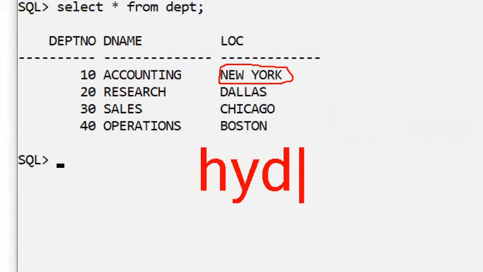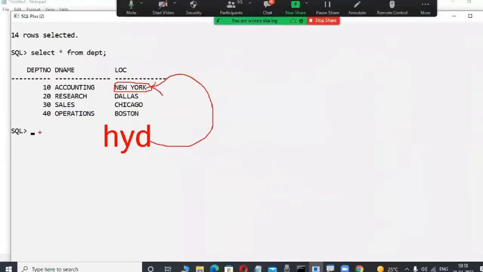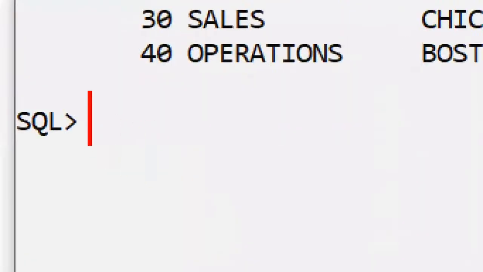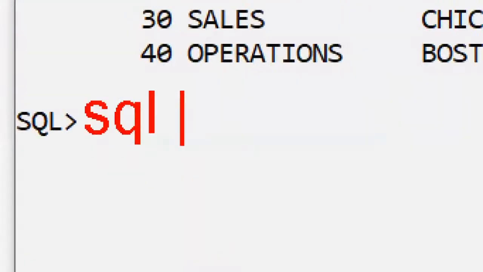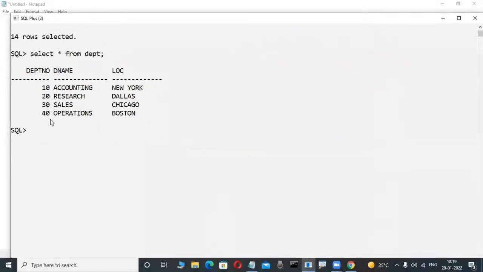Suppose I want to change this New York location into Hyderabad as location. I want to change it in this relational database. How can I? Just in the SQL prompt only, SQL language we are using. SQL language means very easy language. How? I will tell you. In the SQL language you are typing some commands. Observe it here: update table. Some commands we are typing like this.